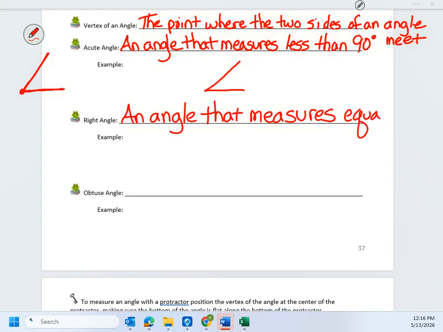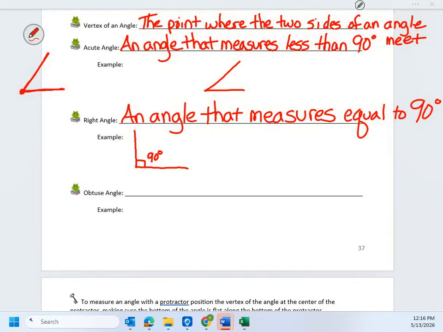An angle that measures equal to 90 degrees. So that 90 degree angle goes straight down, straight across. And we know it's a 90 degree angle when it either has 90 degrees written in for the measurement, or you see a little box. That little box tells us 90 degrees without having to write 90 degrees for that measurement. If you see the box, it means 90, and it matters.